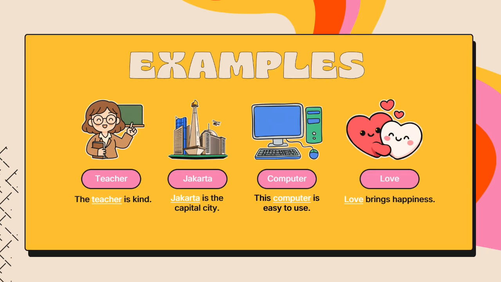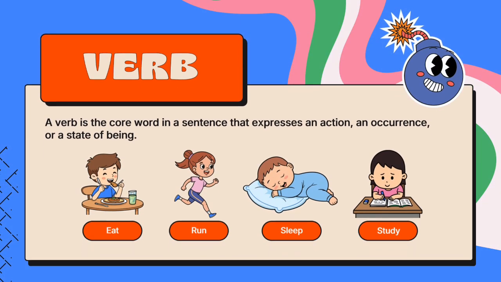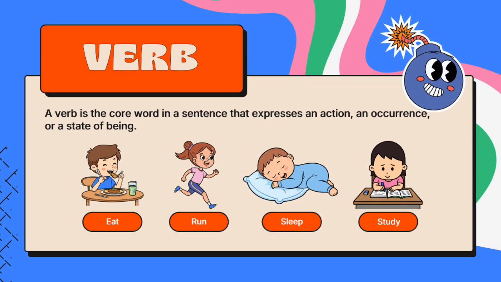Now let's continue to the second word class. The second word class is a verb. A verb is a word that expresses an action, an occurrence, or a state of being. Without a verb, a sentence usually feels incomplete because the verb tells us what happens. Let's look at the examples. The first example is eat. It shows the action of eating.